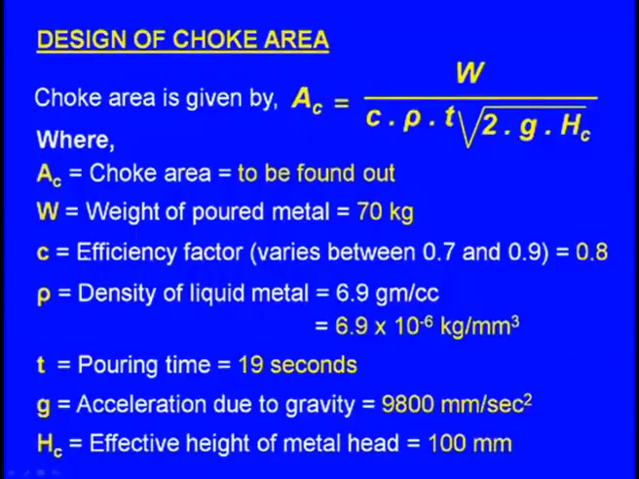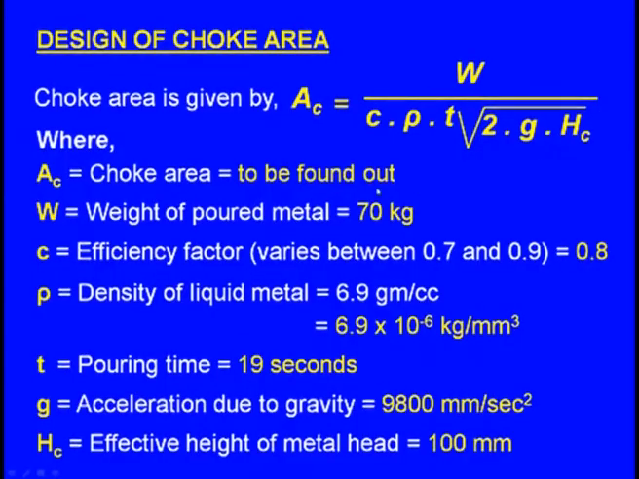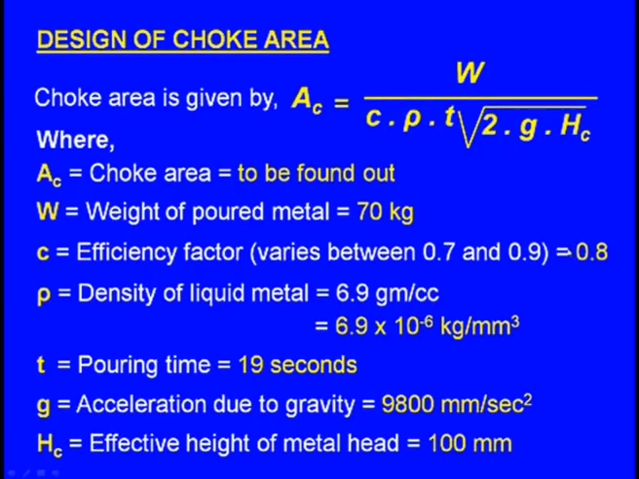In the previous lecture, we have derived this expression for the choke area. Choke area AC is equal to W divided by C rho T root of 2GHC, where AC is the choke area, which we have to find out, and W is the weight of the poured metal, which in this case is equal to 70 kilograms. C is the efficiency factor. What is that? Because of the friction involved in the flow of the liquid metal, this efficiency factor comes into picture. For an ideal fluid this will be 1, but generally it varies between 0.7 to 0.9, and here we are taking it as 0.8.